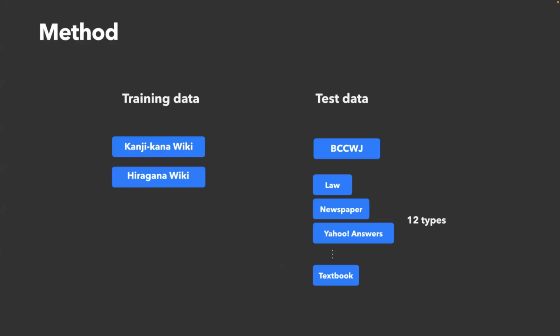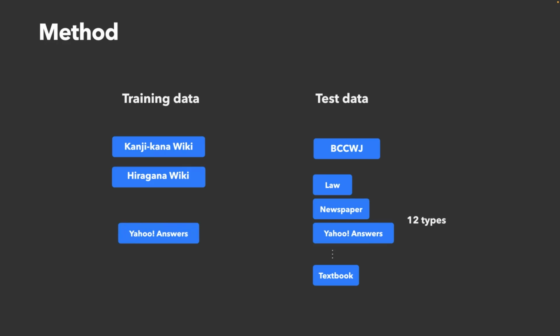Explain the experiment. First, let's discuss the experimental data. As training data, we use Wikipedia data and Wikipedia converted to hiragana data. We also use BCCWJ data as test data. 12 different data sets are used in BCCWJ. We also use the data from Yahoo Answers as training data.